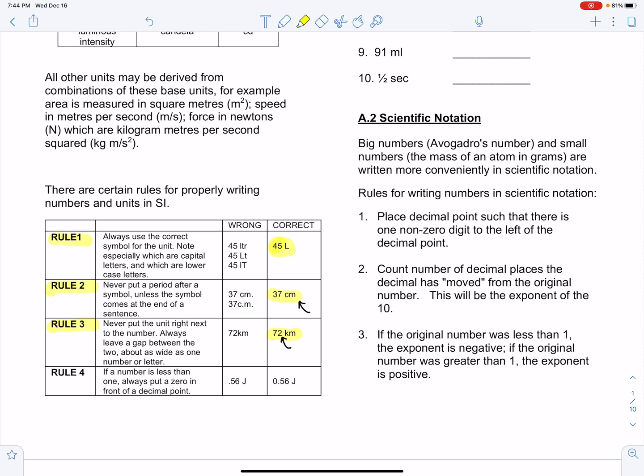Rule number 4. If a number is less than 1, always put a 0 in front of the decimal point. For example, 0.56 is the correct way to write this. We do not write .56. Make sure that you put a 0 in front of it, otherwise you're not following the SI system correctly.